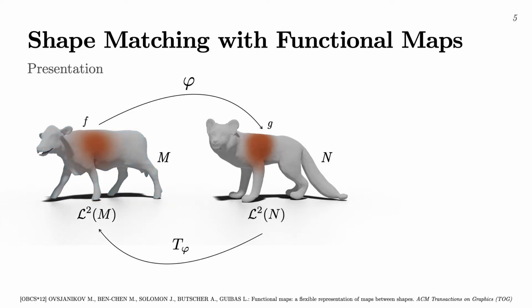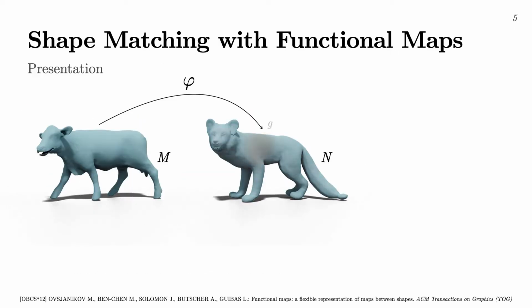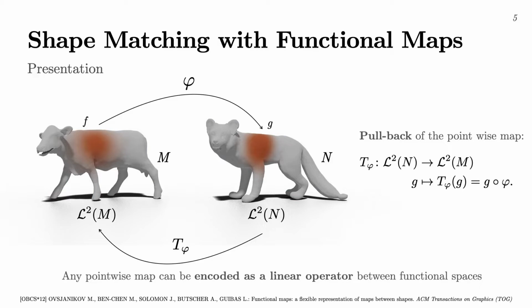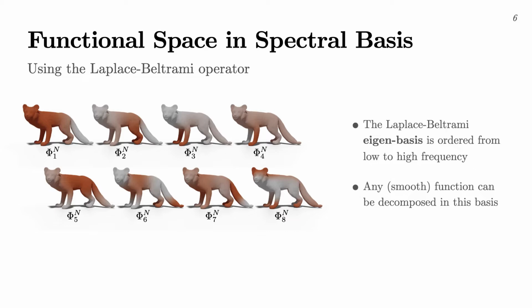The key advantage of matching functions is that the resulting mapping between functional spaces is a linear map. It's called the pullback, and as a linear operator, it can be decomposed in a linear basis. It is then common to use the Laplace-Beltrami operator eigen-basis, which is the equivalent of a Fourier basis for curved domains. In particular, it can be ordered from low to high frequency. Any smooth function can be decomposed in this basis.